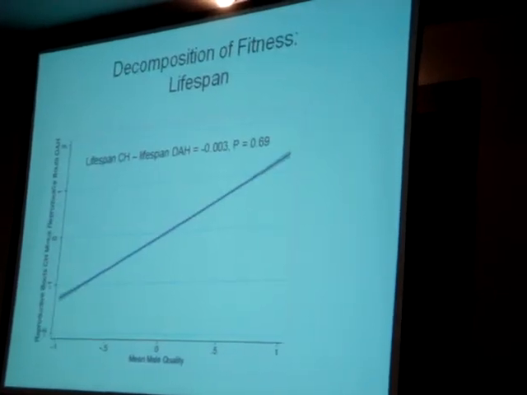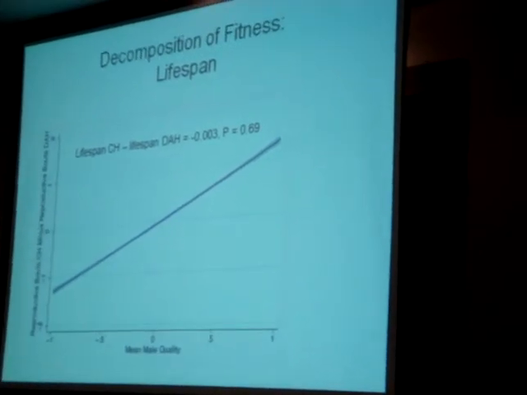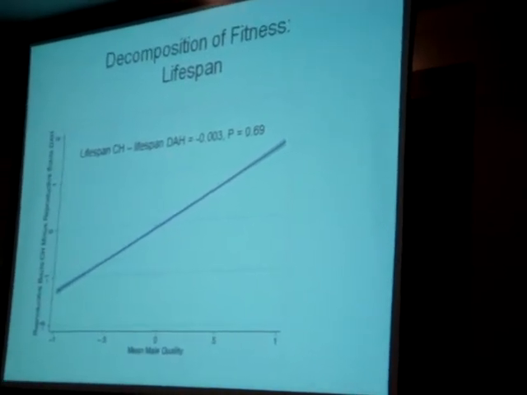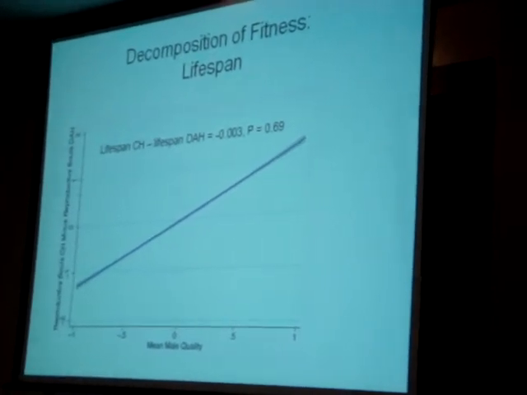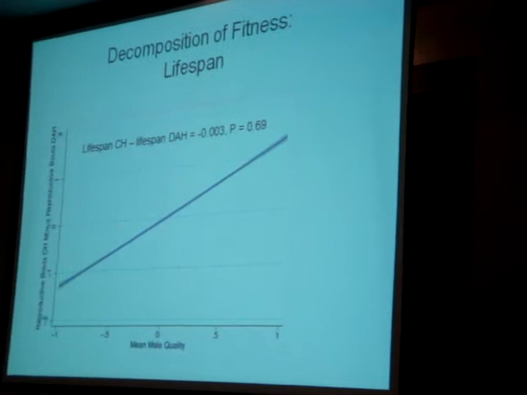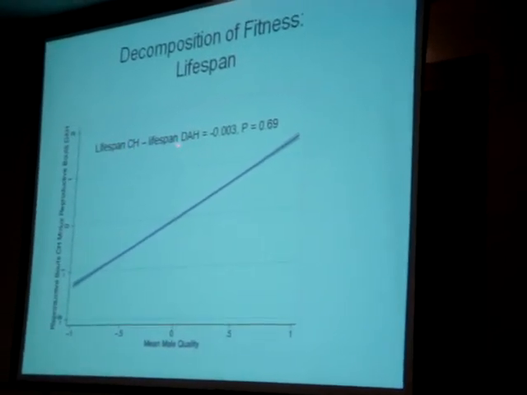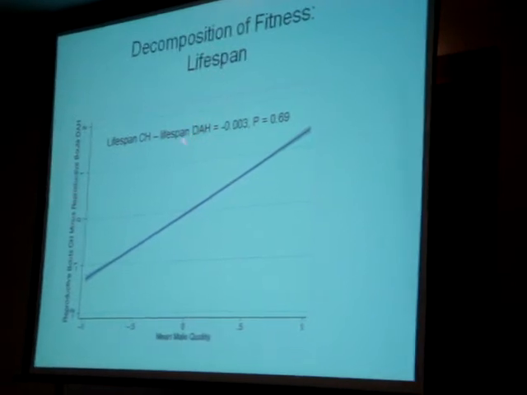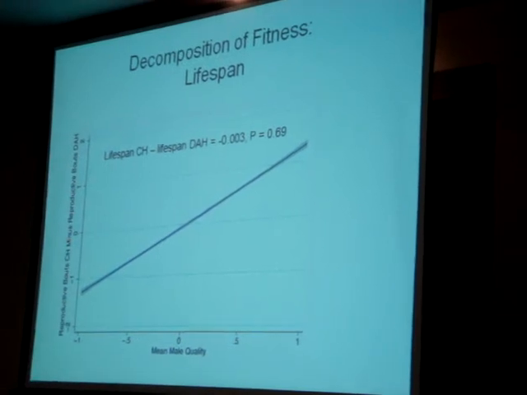If we decompose fitness into survival, female survival, and offspring survival, there's some interesting patterns. This is lifespan, so the number of reproductive bouts that a female gets to have. So the mean lifespan of compensating females minus the mean lifespan of differentially allocating females was insignificant. So these two strategies had the same reproductive lifespans.